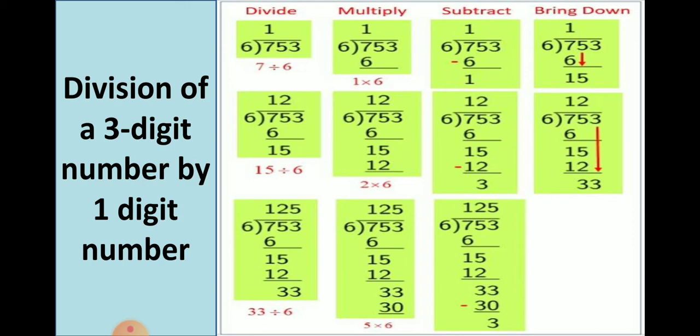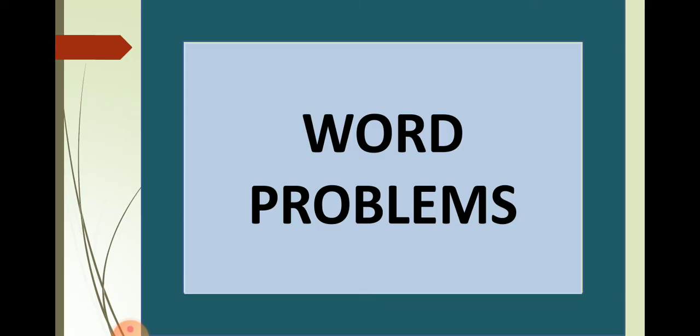Now again you will bring down the last digit, that is 3. Now here you can see you have 33. Again you have to take such multiple of 6 which should be either less than 33 or equal to 33. So 6 5s are 30. Now you can see here when we subtract 30 from 33, the remainder is 3 and our quotient is 125, which is written at the top.